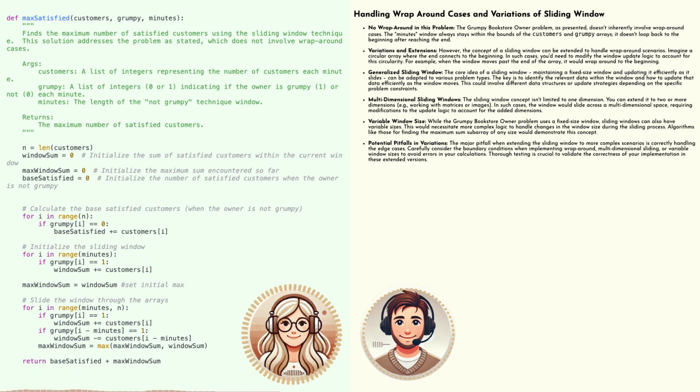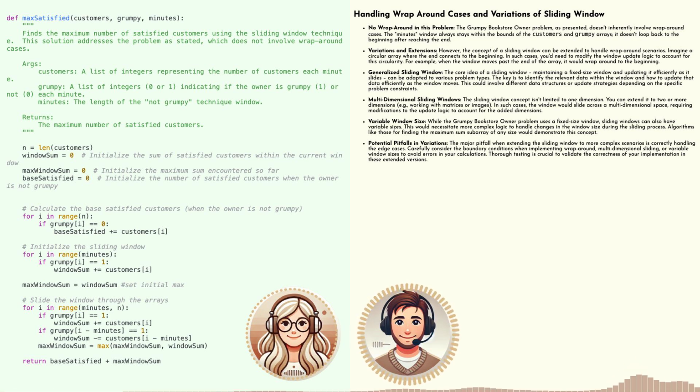But let's say we had a more complex scenario, right? Like, what if the not grumpy times could be different lengths? Or maybe they could happen multiple times throughout the day. Then we might need to think about a different approach altogether. Makes sense. It's like the sliding window is perfect for this particular job, but for other variations, we might need different tools from the toolbox.